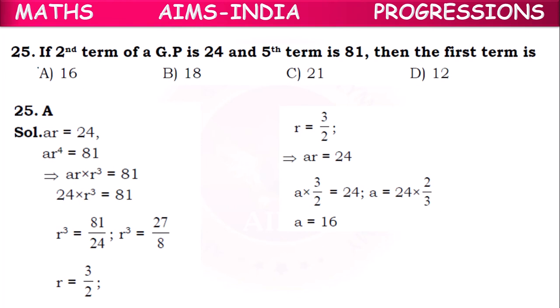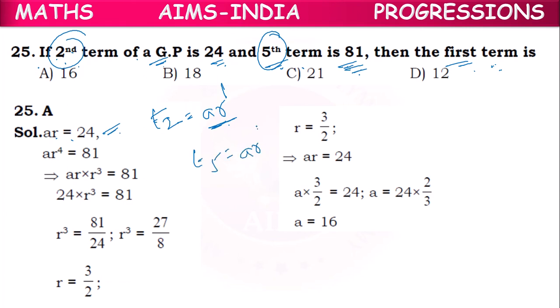Next, children, the 25th question: if the second term of a GP is 24 and the fifth term is 81, then what is the first term? They have given the value of the second term in the GP and the fifth term in the GP. Then what about the first term? The second term means T2, whose formula is AR power 1, or we can simply write it as AR, value 24, and the fifth term T5 means AR power 4, that is 81.